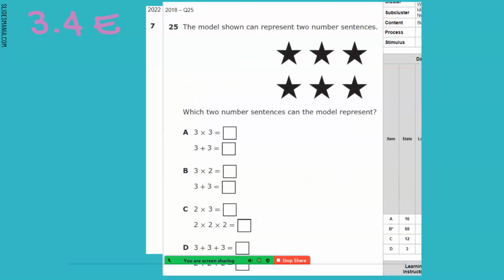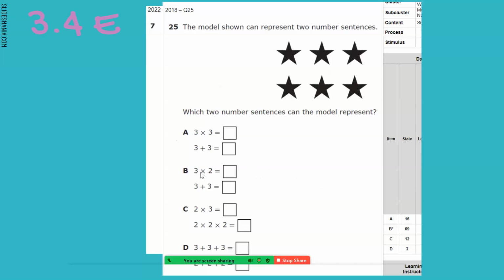Okay, another way this has been tested is where they show which 2 number sentences can the model represent. Again, I love this because it's showing there's more than one way to solve a problem, but we have to analyze each one of these. So when we look at this and we see 3 groups of 3, well, I see 1 group of 3, 2 groups of 3. So already I know this is not the answer choice we're looking for. Is it 3 plus 3? Yes, but it's not 3 groups of 3.